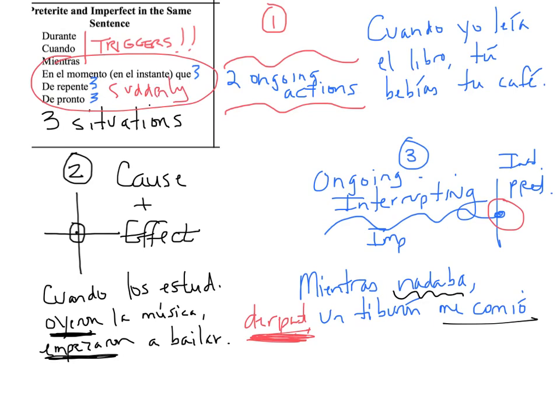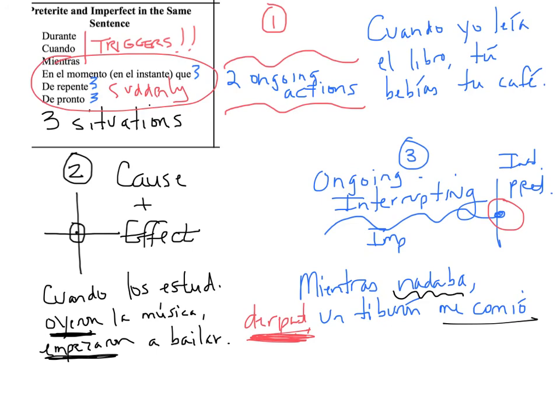So again, situation 1, 2 ongoing actions, 2 imperfects, don't affect each other. Situation 2, cause and effect. One action affects the other action. They happen at the same moment in time. And then number 3, we have an ongoing action interrupted by something else. The ongoing action is the imperfect. The interrupting action is the preterite. Look for the triggers durante, cuando, and mientras, because those will tell you one of the 3 situations is going on. And sometimes in order to do that, you have to read sentences from start to finish.